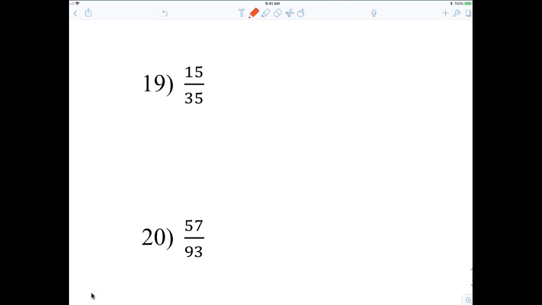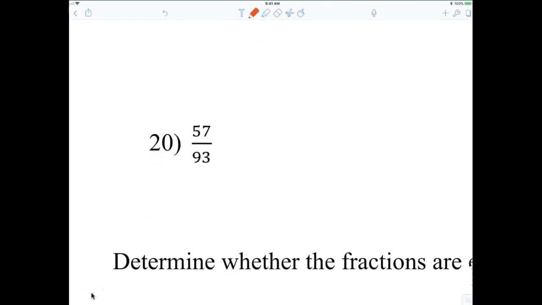Go. You're up. What is 15 over 35? 3 isn't going into 35. Now listen, though. They both end in 5. So they have to be divisible by what? If they both end in 5, it's got to be divisible by 5. There you go. That's a little trick. So if I divide by 5, you get what? Yes, that's better.